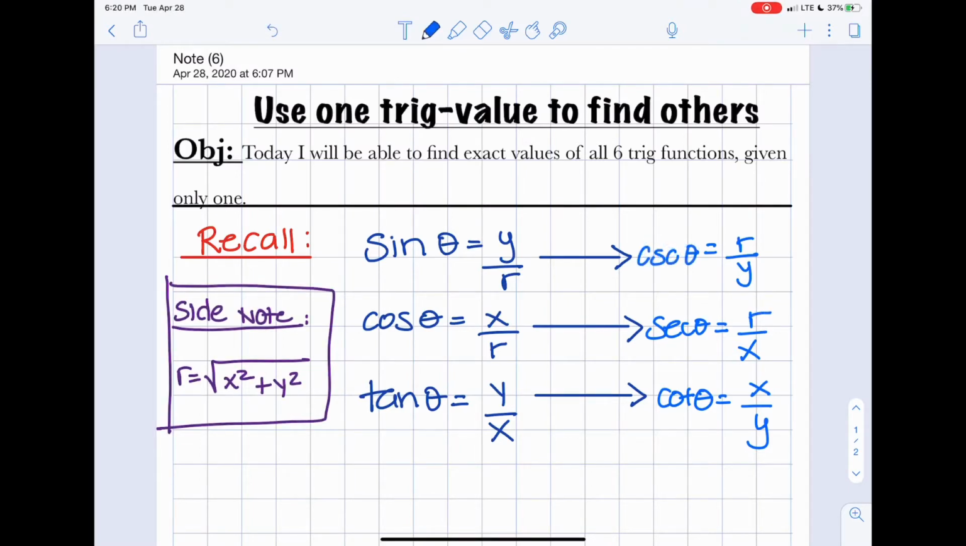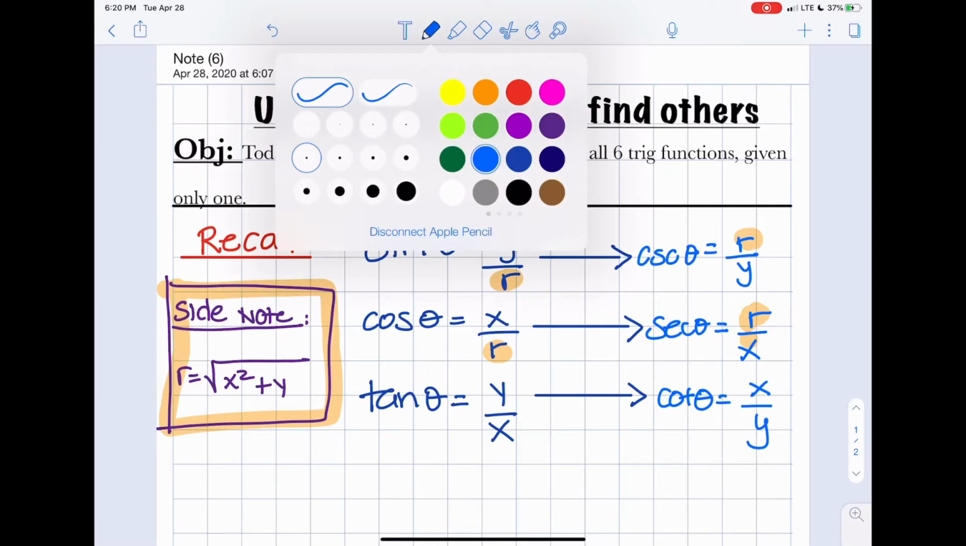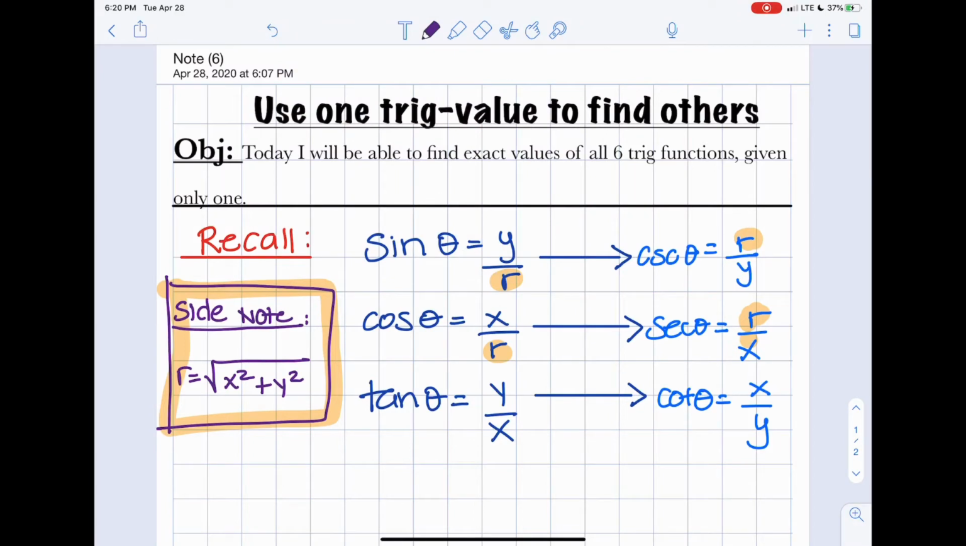Before we get into this lesson, I wanted you to recall sine of theta equaling y over r. And this r right here, I made this side note: remember that r came from this formula right here, where r is equal to the square root of x squared plus y squared. That's what I wanted you to recall, these equations and this formula, because you will need to use them again today.